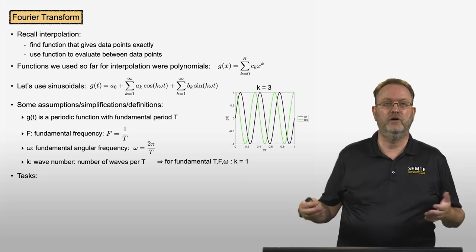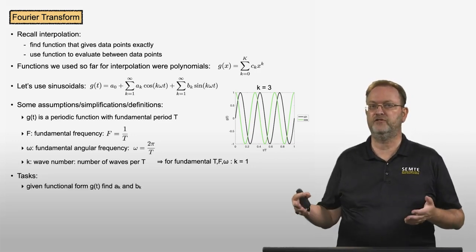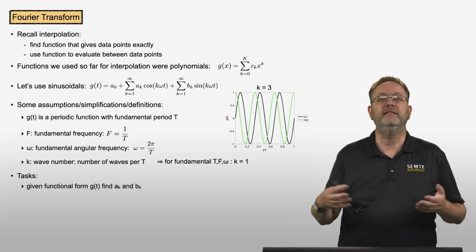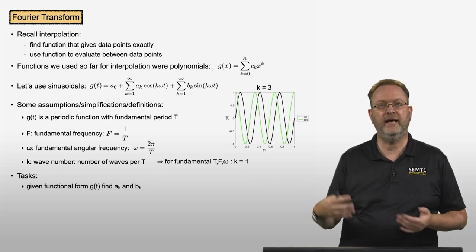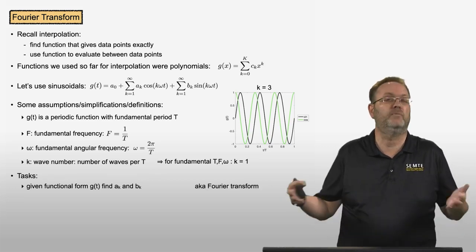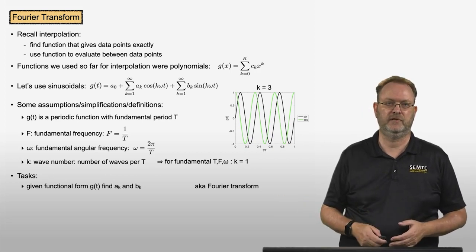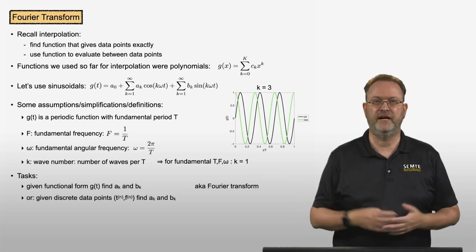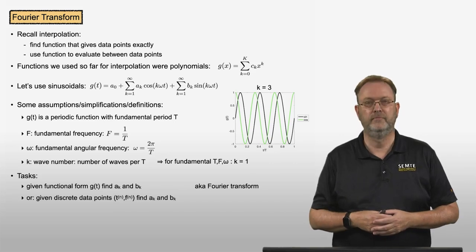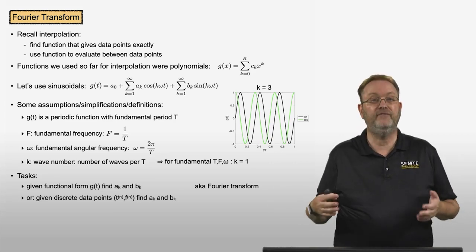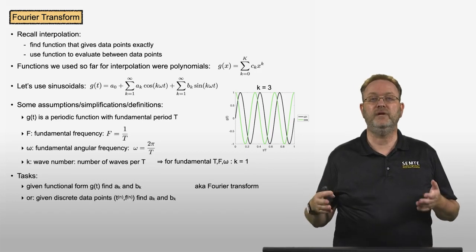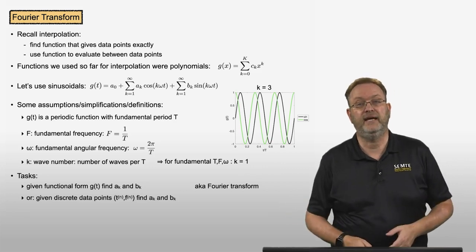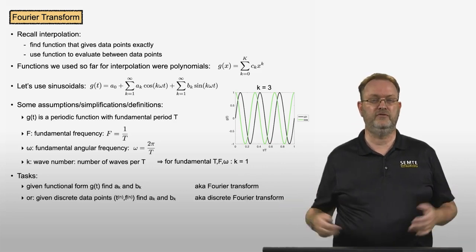Now the task for the Fourier transform is, given the functional form of g of t that I am going to use, find these amplitudes, a naught and a_k and b_k. Okay, and that's what we call the Fourier transform. Now, if we have an analytical function given that we want to do the transform on, then we call it the Fourier transform. But if our function is only given by discrete data points, so some t_n and f_n, and we want to find these amplitudes a_k, b_k, then we will call this the discrete Fourier transform.